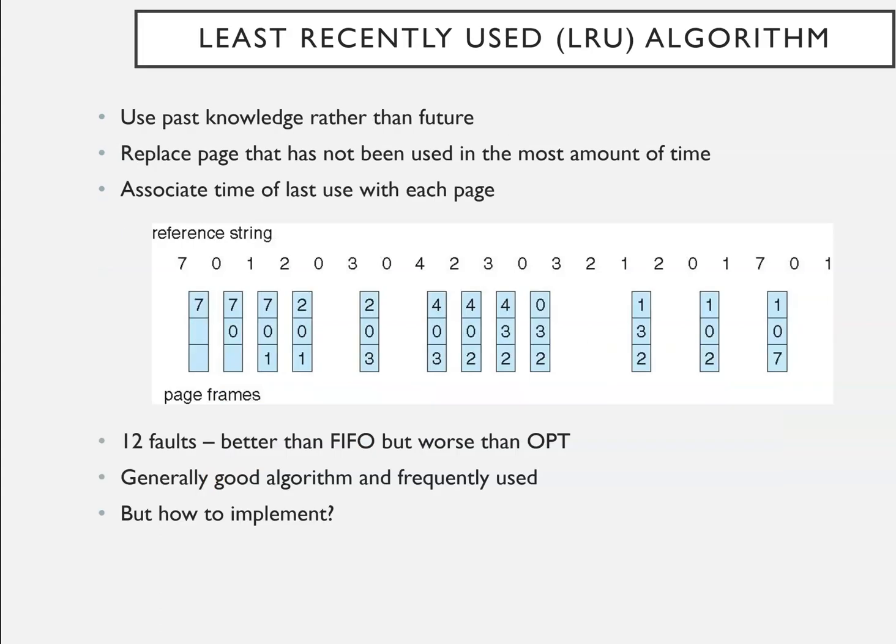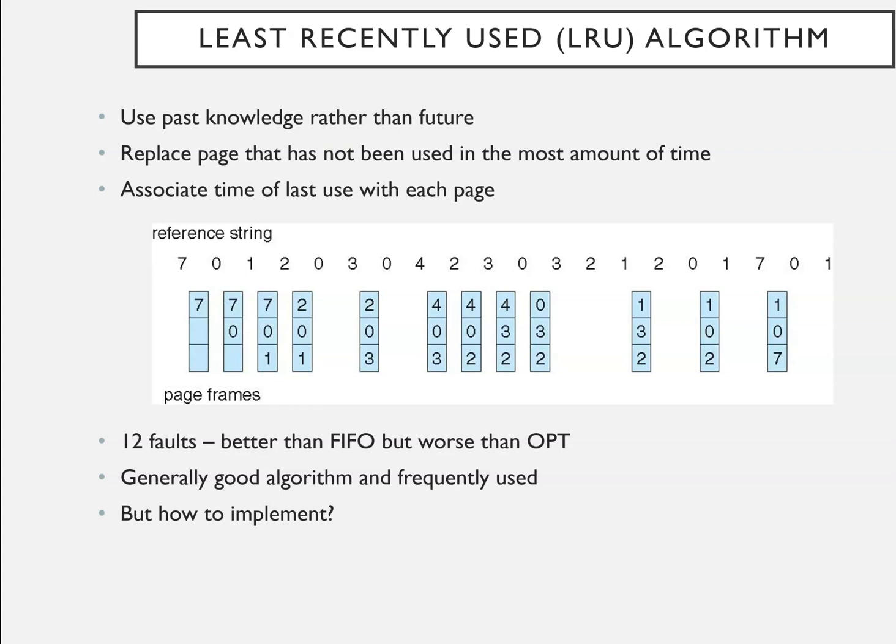So another option is the least recently used algorithm. This allows us to use past knowledge rather than the future. We replace the page that has not been used in the most amount of time. And we associate the time of last use with each page. So we'd have to keep this extra information.